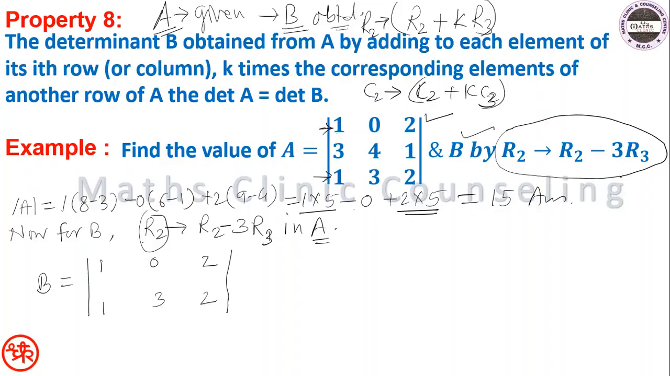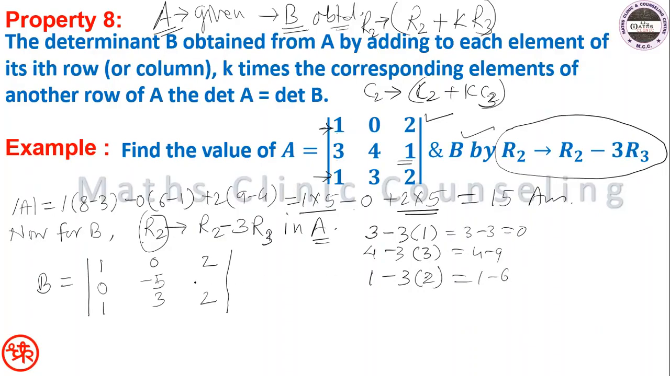R2 minus 3 R3, yes, 3 R3. So what you will get? Now look here. R2 is 3 minus 3 into the corresponding R3 element, which is 1. So 3 minus 3 is 0. The second element 4 minus 3 times the corresponding 3 is 4 minus 9, so it is minus 5. Is that clear? Then what next? 1 minus 3 into the corresponding 2, so 1 minus 6, that is minus 5.